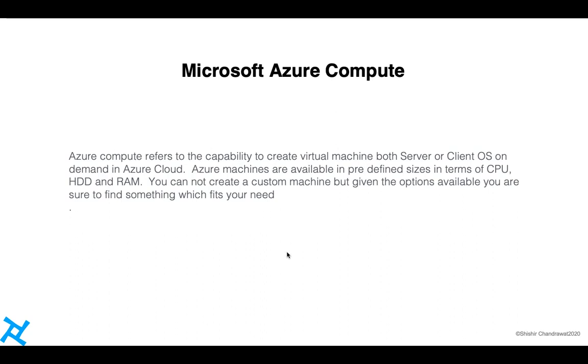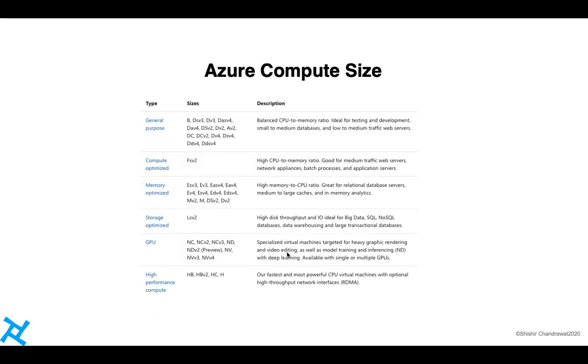There are even G2 machines. Now G2 machines are graphic intensive machines. They have an extensive graphic card built into them so that people who do AutoCAD kind of work or high-end work can use those machines to deliver their work. These are the various sizes of Azure machines.